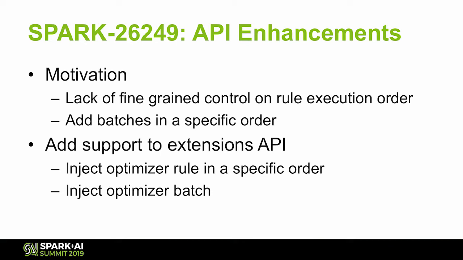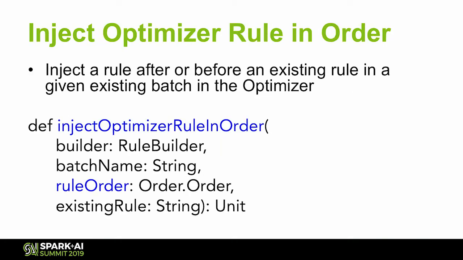So this API enhancement is basically to add support for injecting an optimizer rule in a specific order and injecting an optimizer batch. The first API is inject optimizer rule in order. It's very similar to inject optimizer rule, except now you have a way to specify the order where you want the rule to be injected. You can specify the rule name before or after which you want it to be injected, and the batch where you want it to go.